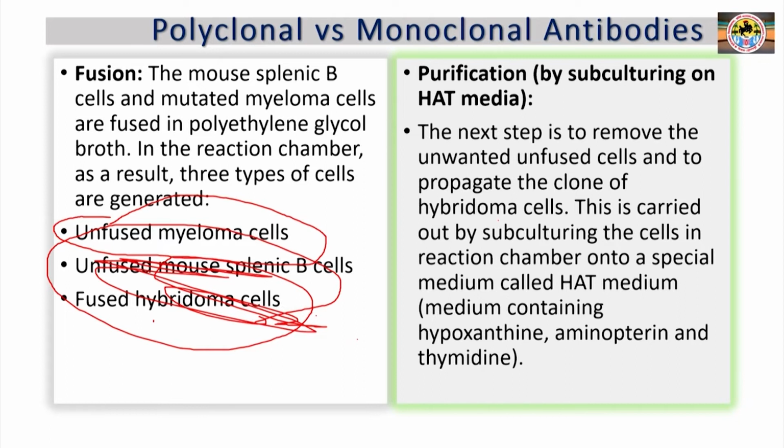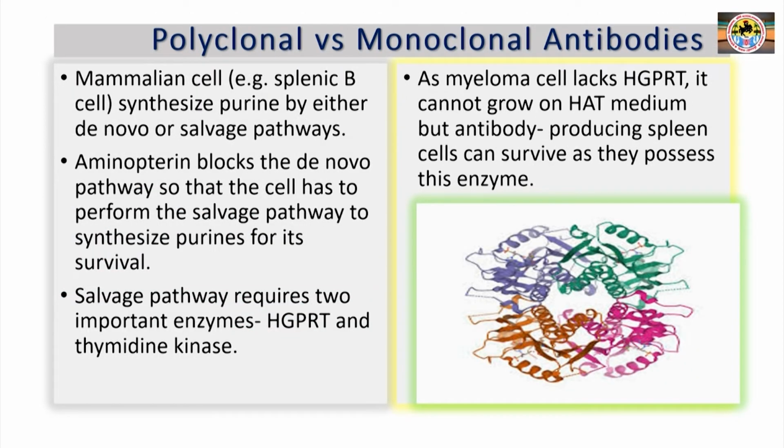Here is again an interesting topic, because we had already discussed that the cells should be genetically modified, and that they should not possess the antibody production property of the myeloma cell. It should be possessed by the B cell. Further, another important aspect to which we have to give attention is that mammalian cells, splenic B cells, synthesize purine by either the de novo or the salvage pathway.